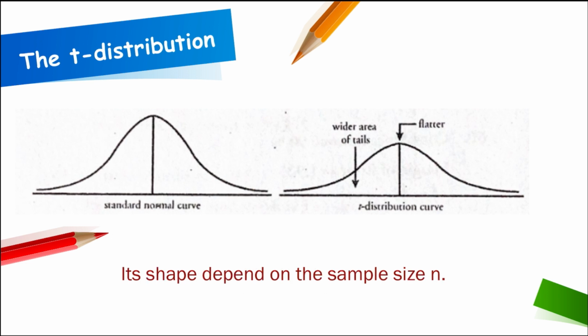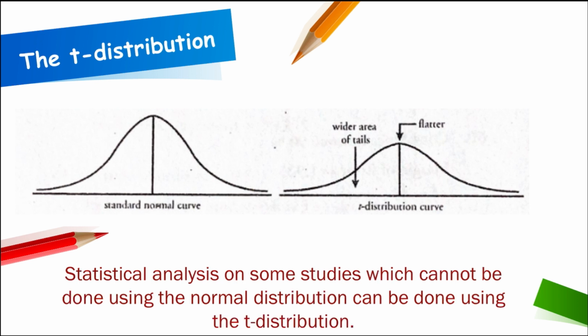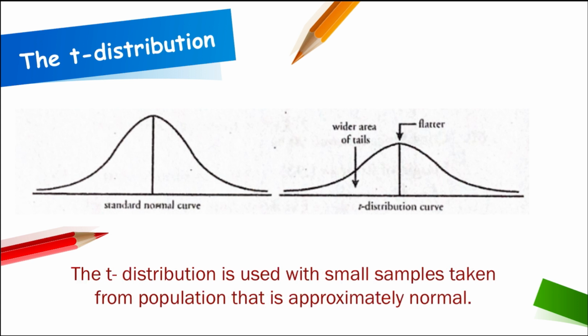Its shape depends on the sample size n. As the sample size n becomes larger, the t distribution gets closer to the standard normal distribution. Statistical analysis on some studies which cannot be done using the normal distribution can be done using the t distribution. The t distribution is used with small samples taken from a population that is approximately normal.